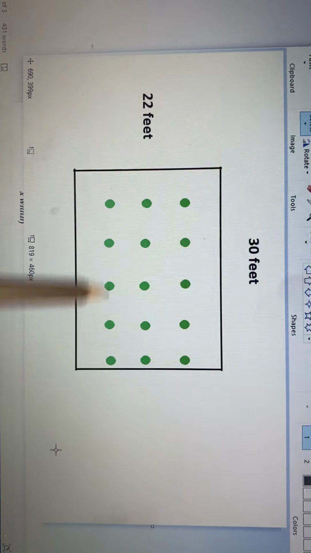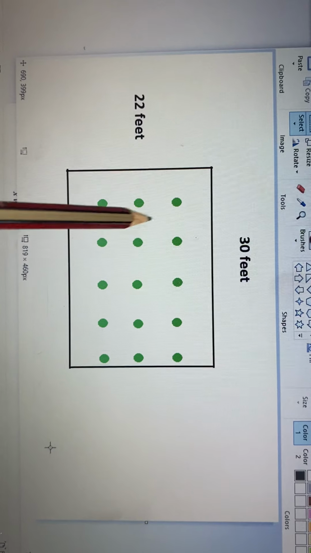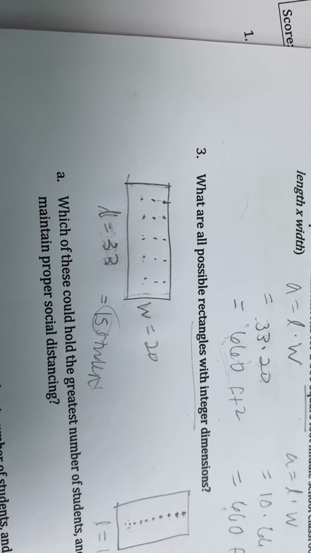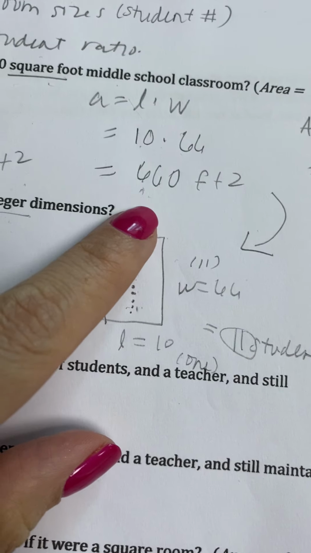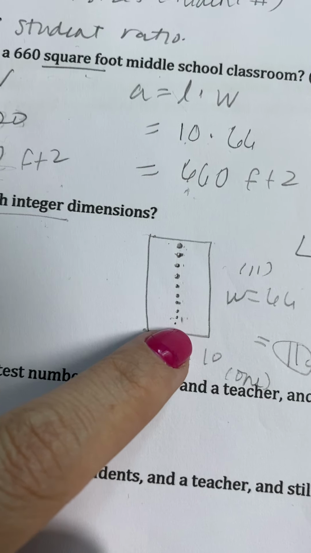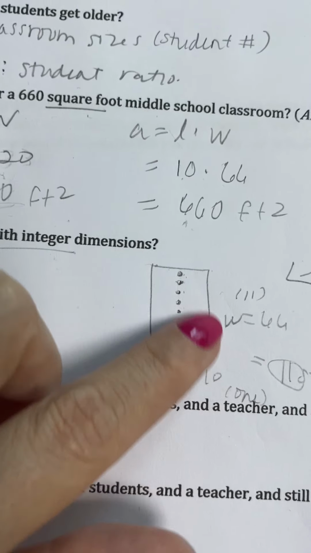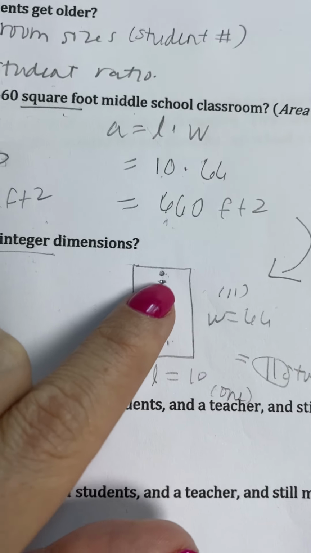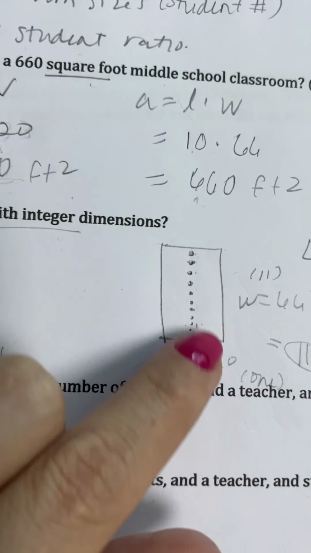So now looking at this, how many total student desks can fit here? Well, there's 3, 6, 9, 12, 15. So a total of 15 students can fit in this class size with these dimensions. Then you can ask yourself, what if we have a length of 10 and a width of 66? If the length is 10, here's 0 and here's 6. We could only fit one desk here with a length of 10. If the width is 66 feet, we can fit a lot more desks going this way. So we start at 0, then 6, 12, 18, 24, all the way till we get up to 66 feet.